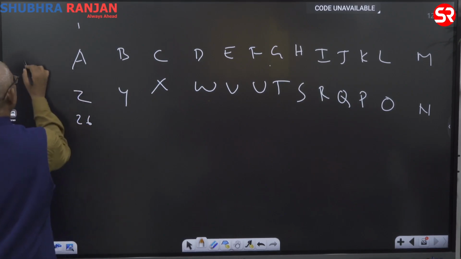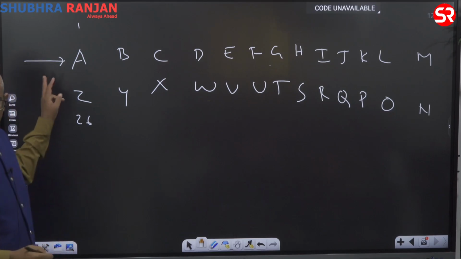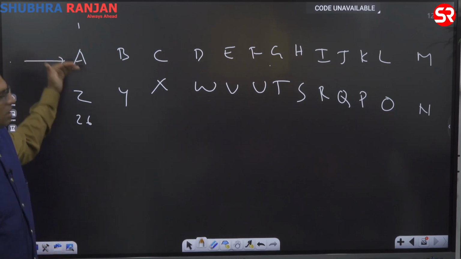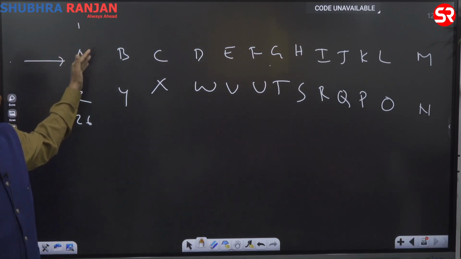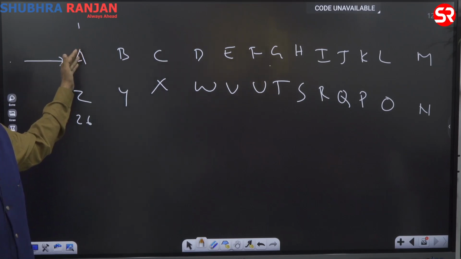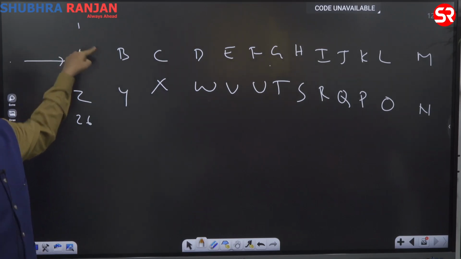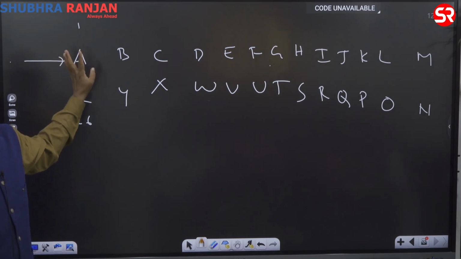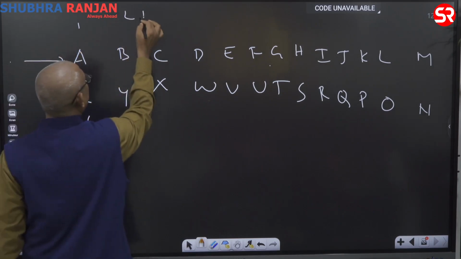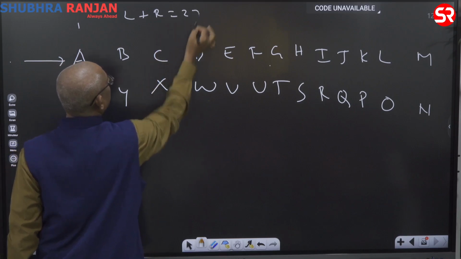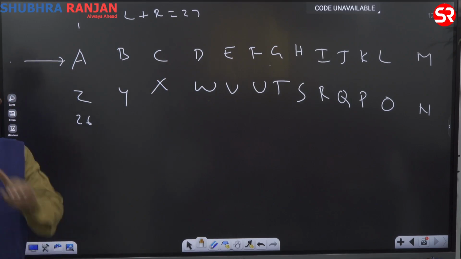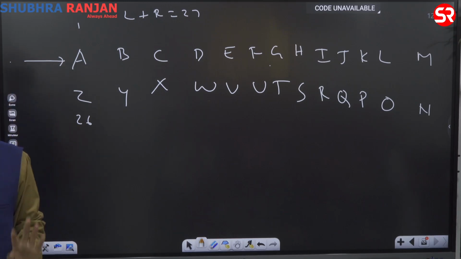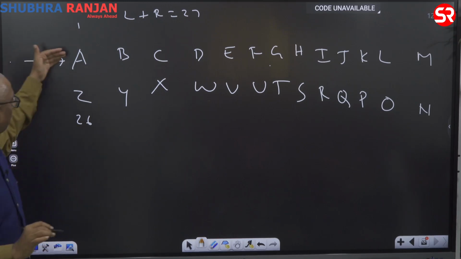What is the number of A from the left side? What is the number from the right side? 27 minus 1. 27 minus the left side number. Remember, left side plus right side equals 27. If you want the same alphabet from the right side, whatever the number is from the left side, subtract it from 27, you will get it from the right side. Got it? And all the opposites as well. Okay?